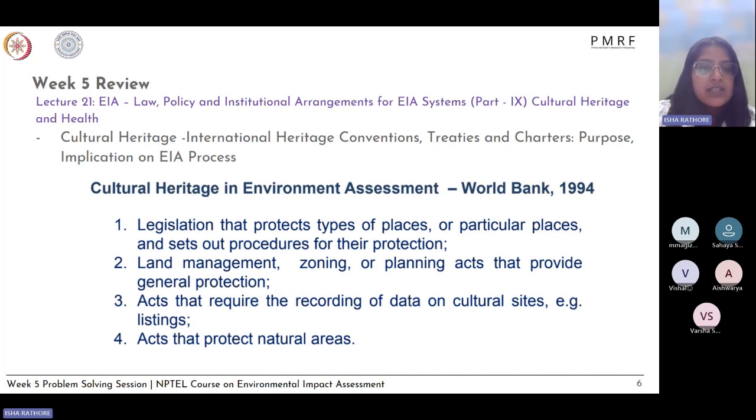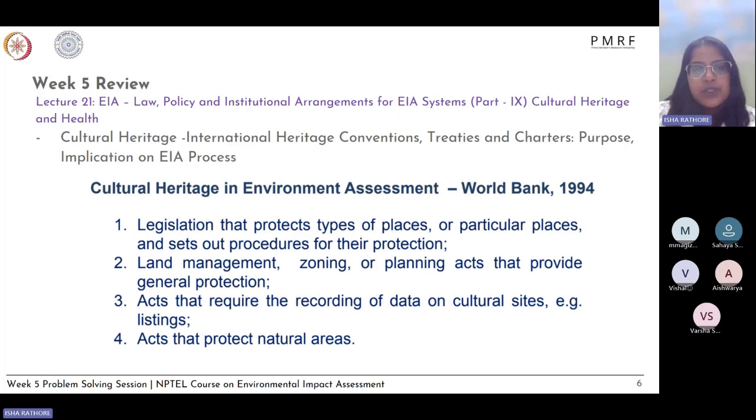Third is acts that require the recording of data on cultural sites, example listings. So data collection and management of the identified places. And fourth is acts that protect natural areas. So one is cultural heritage, the other is natural heritage or natural areas. So these are the four key features of the cultural heritage and environmental assessment as defined by the World Bank in 1994.